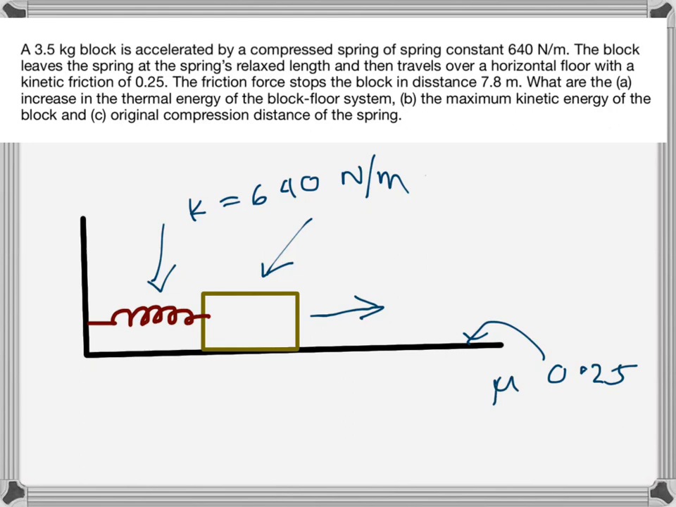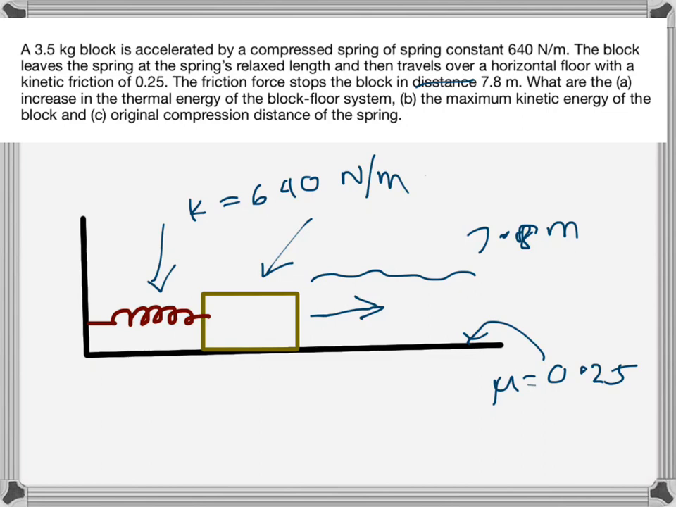If we call that mu, so that's there. The friction force stops the block in a distance d of 7.8 meters. So it travels for 7.8 meters, and after that it stops because of the kinetic friction. So we need to find the increase in thermal energy of the block-floor system.